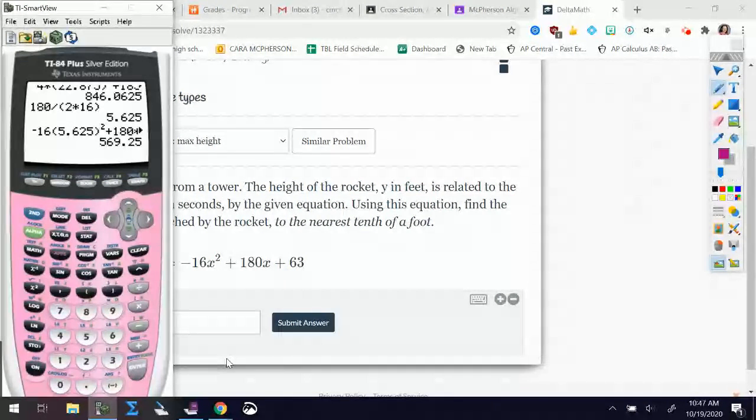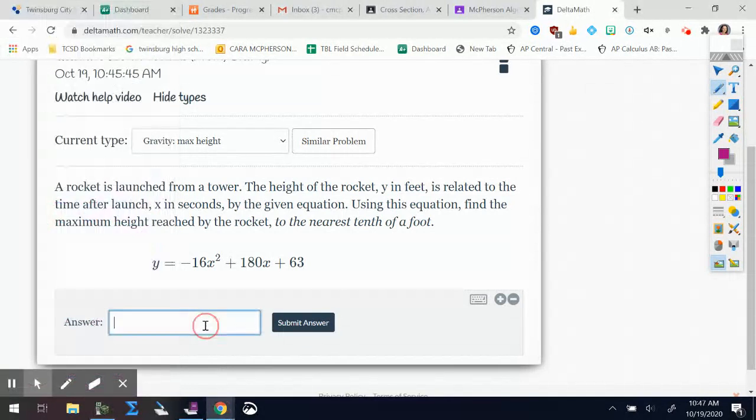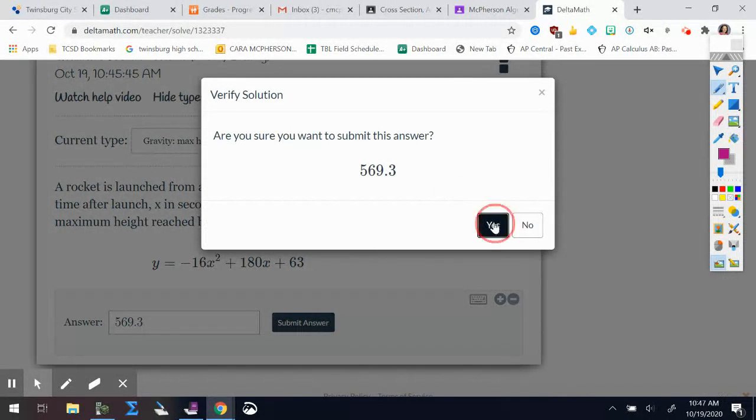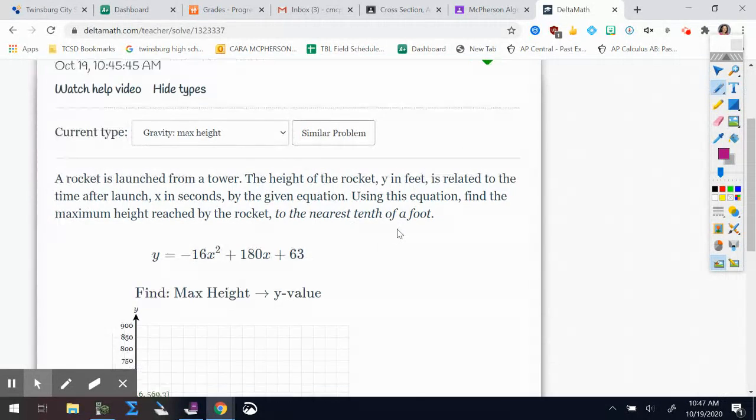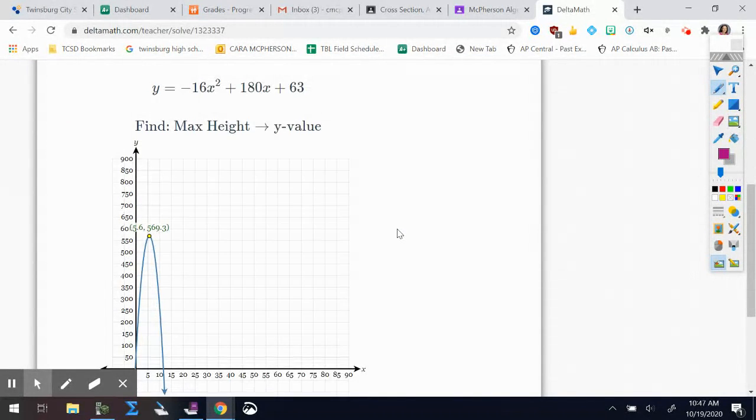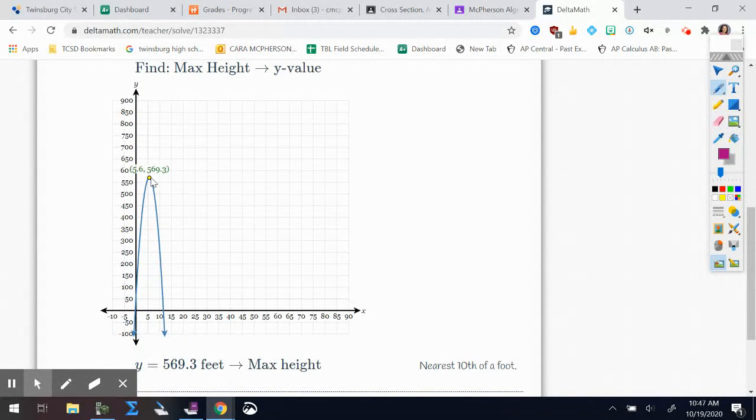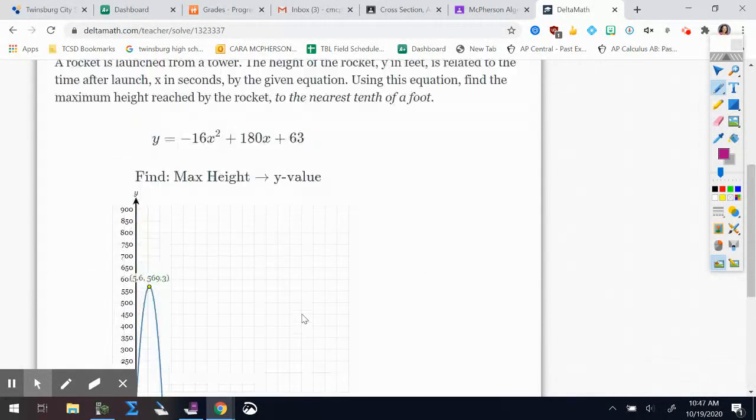So my height, it does want the nearest tenth, so 1 decimal place. My height would be 569.3. I will show you when you do these, and if you want to see an extra example, they will even graph it for you and show you here is that peak, here's that vertex, and that's what we were looking for, is that maximum height.